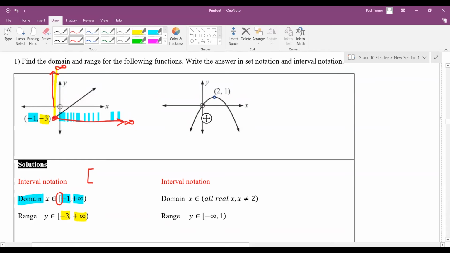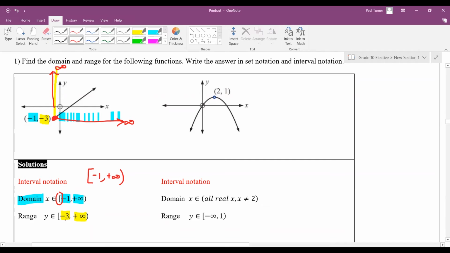That number is included. It's a solid dot. So we include -1 and we go up to positive infinity, but infinity is not a number, is it? It will keep going. So we use an open bracket like this, a curve bracket. So that means we include -1 and we go up to positive infinity this way.